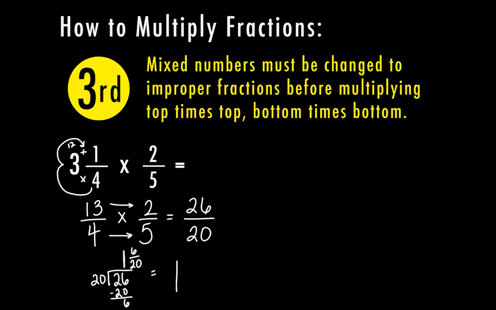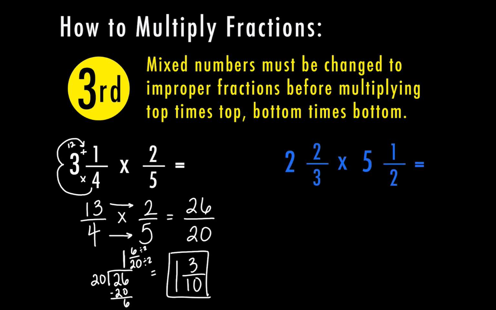Now, 6 and 20 are both even, so I'm going to divide by 2. 6 divided by 2 is 3. 20 divided by 2 is 10. I can't reduce it anymore, so my answer is 1 3/10.